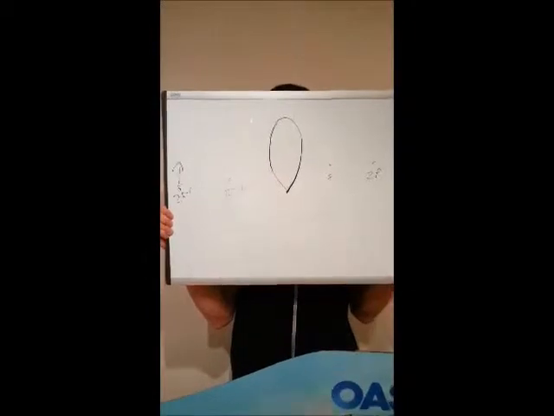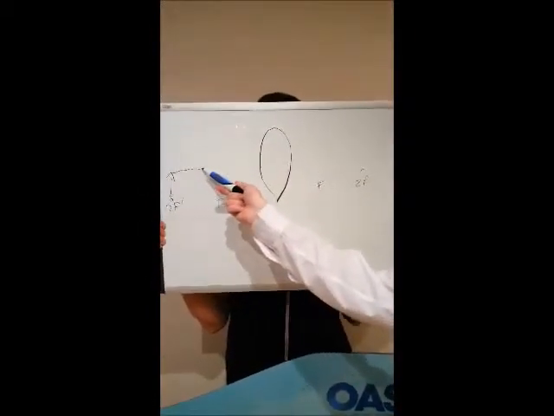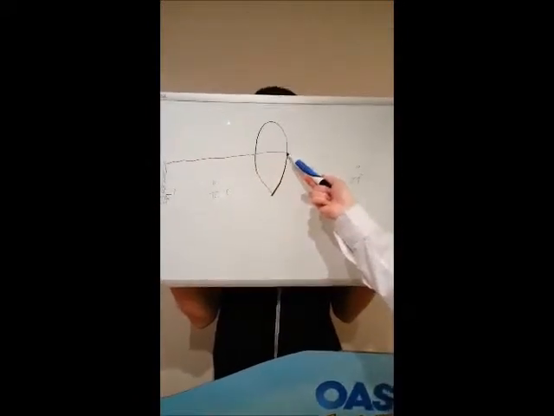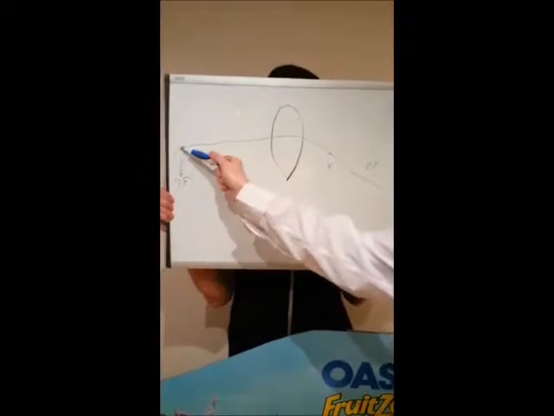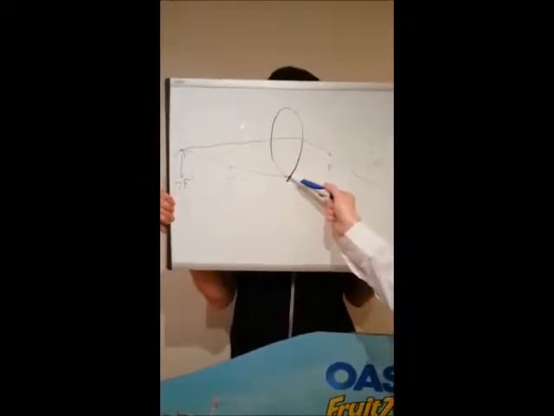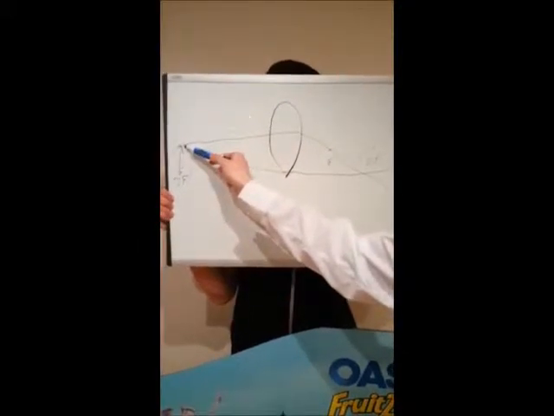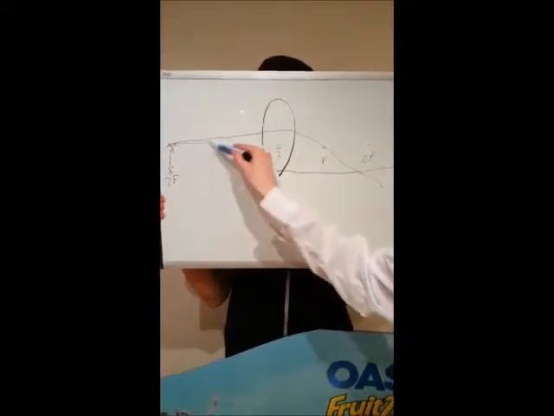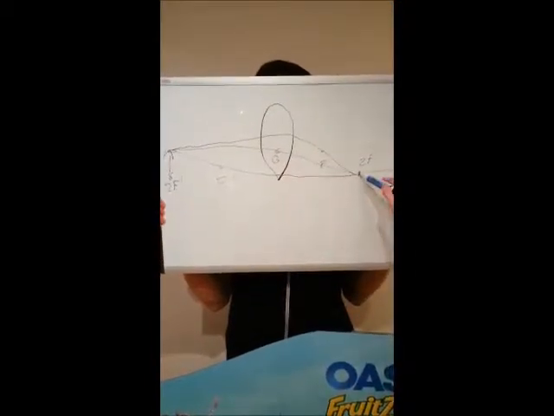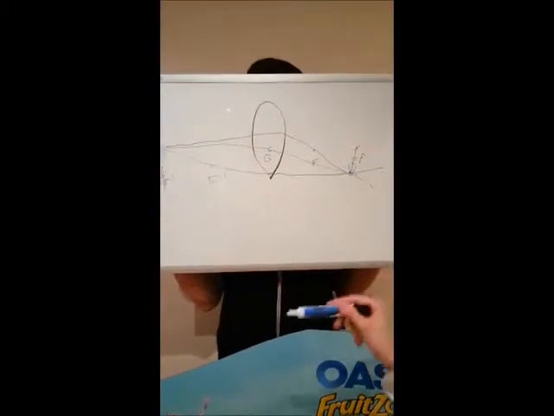So let's start now with the first principal ray, going parallel to the principal axis, then through the focal point. Now let's do the second one, going through the focal point, and then parallel to the principal axis. And finally, let's do the third one right through the optical center. They all meet up at 2F to reproduce the same image, except inverted.